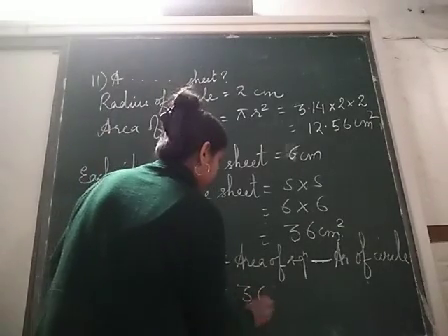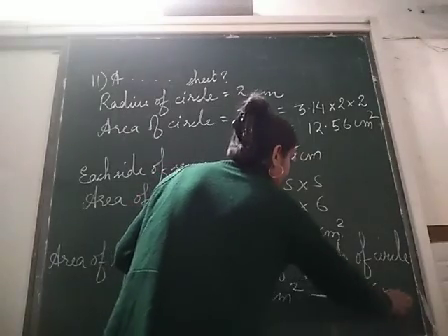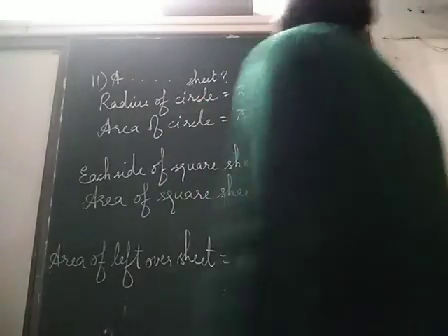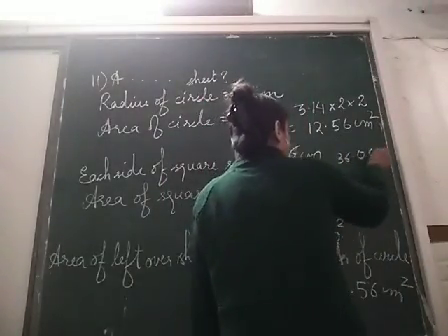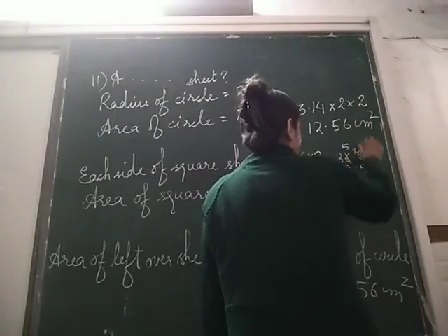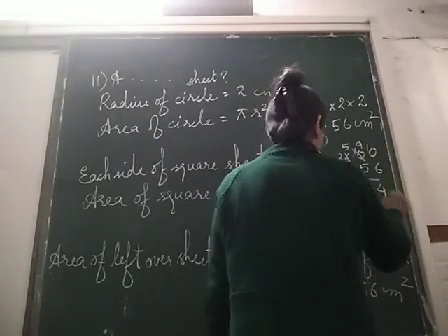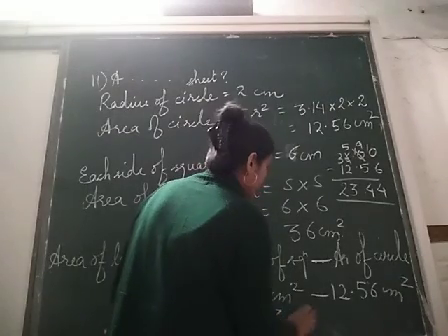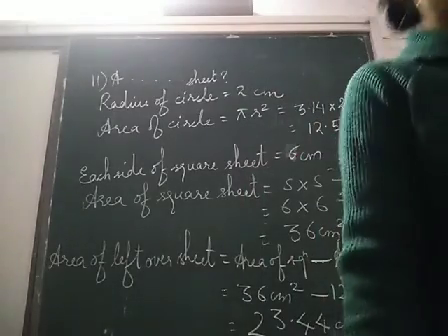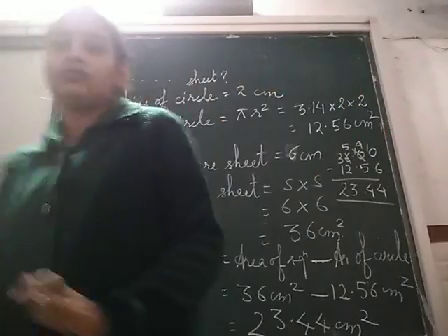This one. 36 centimeters square minus 12.56 centimeter square. We subtract the two now. So 36.00 minus 12.56. The answer is 23.44 centimeter squared. This completes question number 11. Rest will continue on Monday.